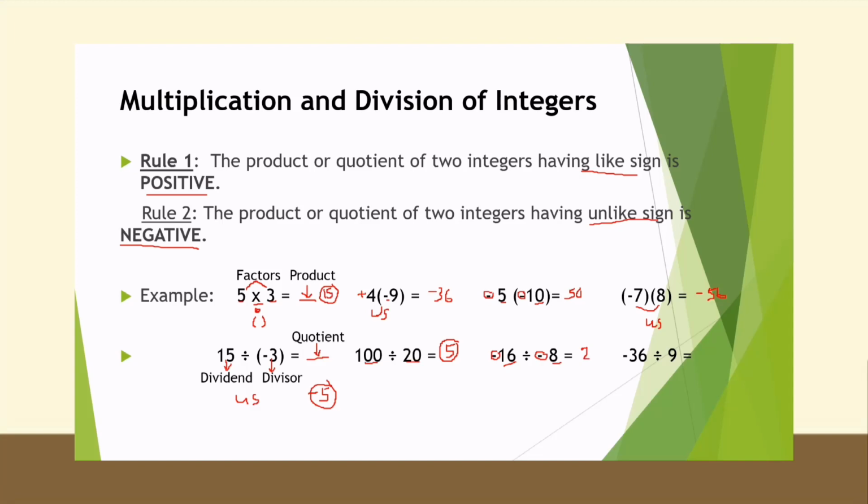And the last example is negative 36 divided by 9. So, we have two integers having unlike sign. So, the quotient is negative. Then divide the numbers. We have 36 divided by 9 equals 4. So the answer is negative 4. Okay? So this is how you perform the operation on integers. Don't forget to follow the rules.